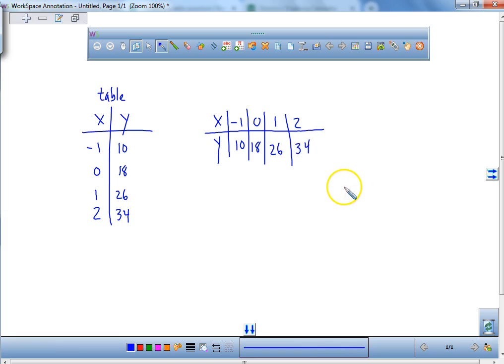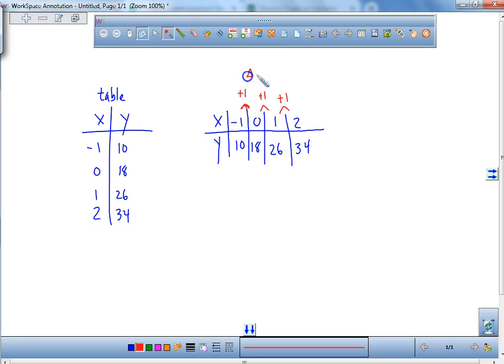Now, here's what I'd like you guys to do. I would like you to write something down. I'm going to change colors here. If we look at this way, what is the gap between a -1 and a 0? It's going up by 1. So could you guys put +1? And right here, the gap between those is another +1. And the gap between those is a +1. This is what's called your change in x.